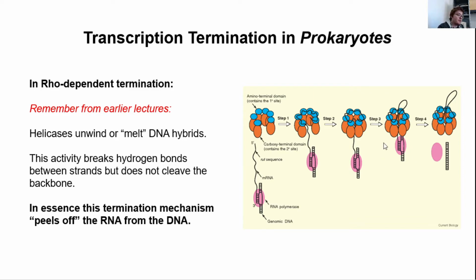And so when you think about what's happening here, essentially in this termination mechanism, the Rho helicase is peeling off the RNA from the DNA to stop this process. So I found this diagram here to be kind of nice. You've got your RNA polymerase transcription bubble here. Rho is going to start assembling on this and work its way down, and eventually it's going to get to your bubble, and it's going to unwind the RNA DNA and displace everything. And so you really are using a helicase to peel off the RNA from the DNA.